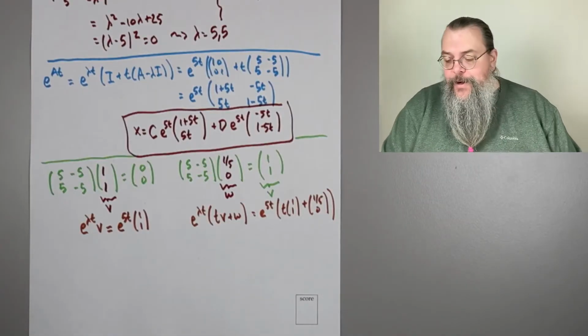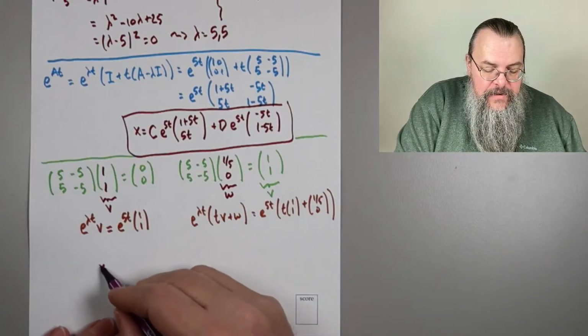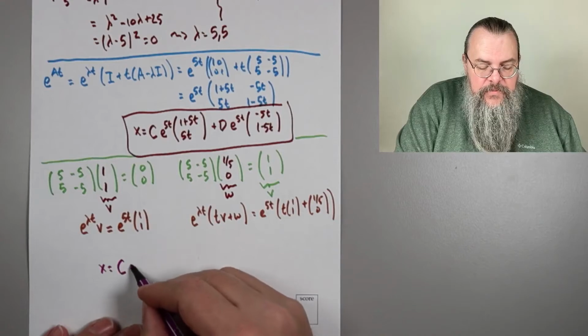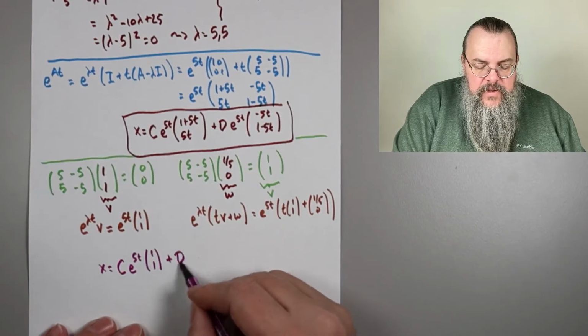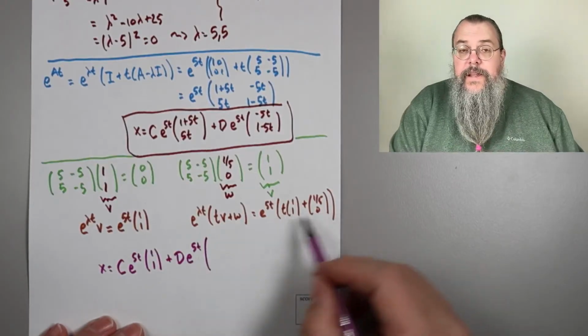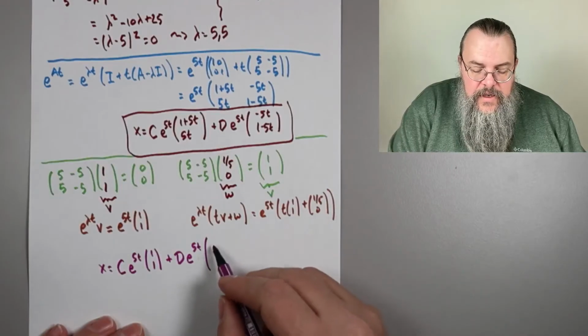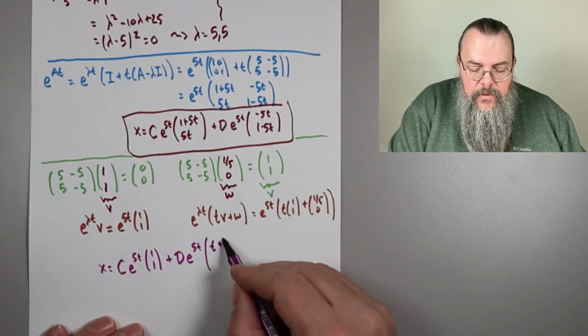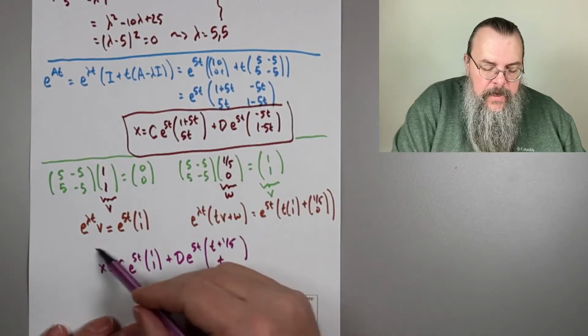So those are our two solutions. And now for superposition, and you get your general form. So our final answer would look like x equals some constant c, e to the 5t, 1, 1, plus some constant d, e to the 5t, and you can leave it like this, or you can smush it together. I'll smush it together. So you get t plus 1/5 and t. And there you go.